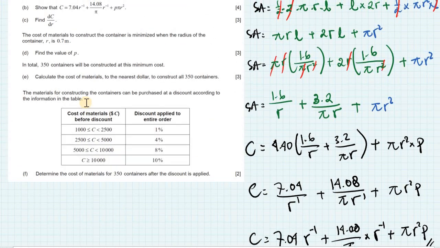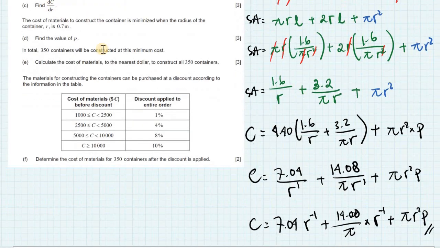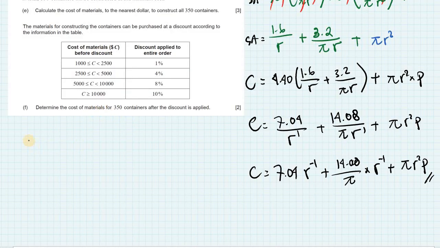Next, question C. We have to find the first derivative of that one. dc over dr. Okay, I'll do it here. Question C. I'll use a different color. Okay, dc over dr. dc over dr is equal to, it means the first derivative of c with respect to r. Okay, let's take a look at this.